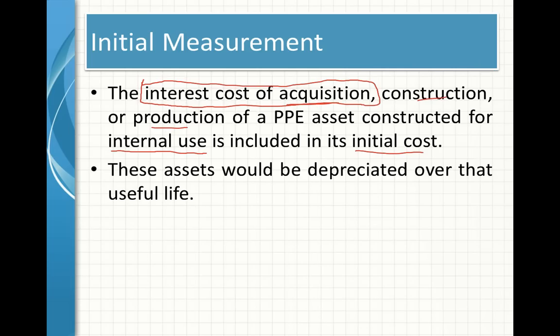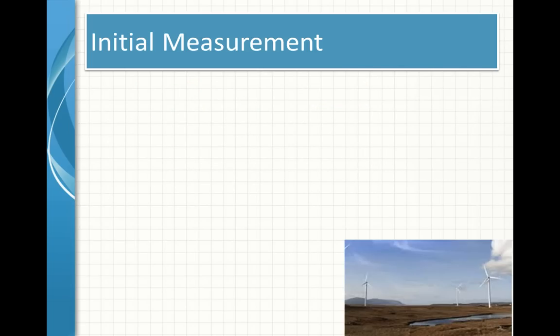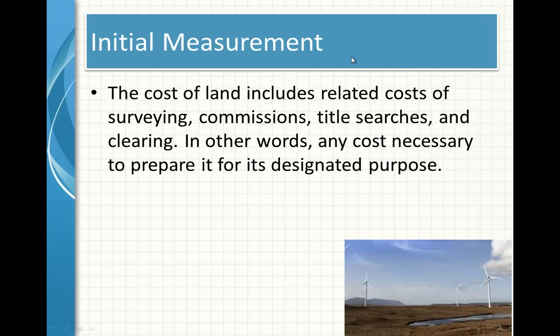And this asset, of course, including interest, can be depreciated. And one very important point is in the case of land. In the case of land, the cost includes not only the amount paid to the owner of the asset, but it includes surveying cost, commissioning, title search, finder's fee, clearing charges, etc.